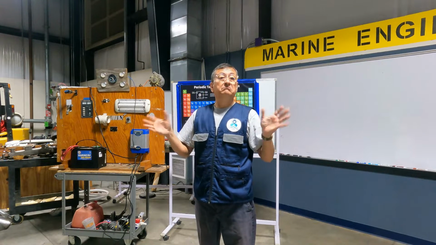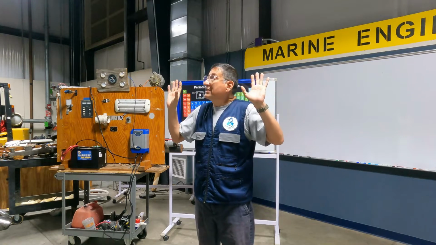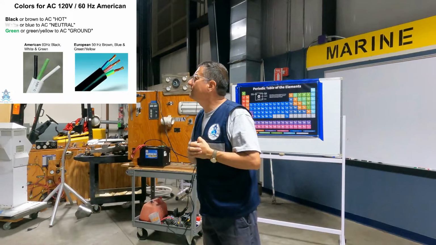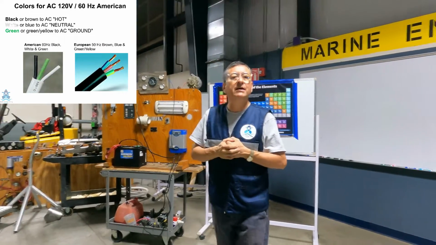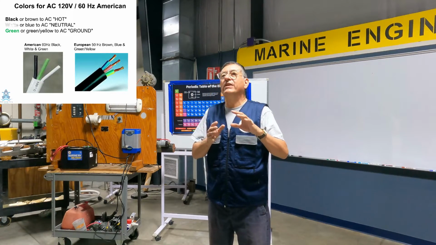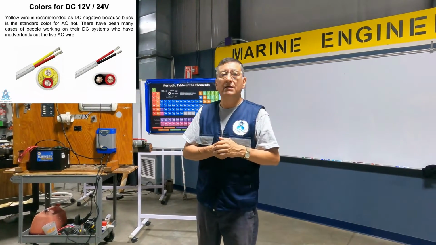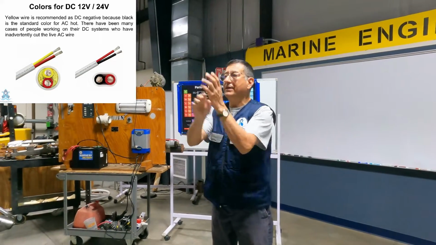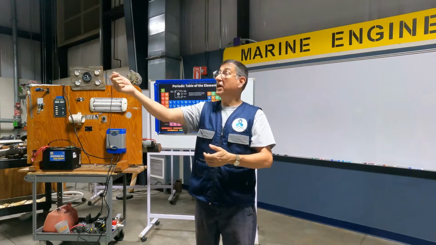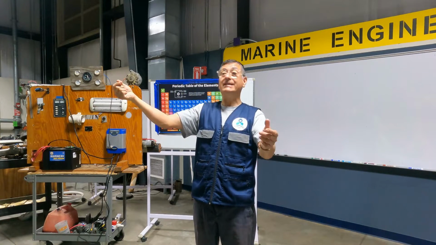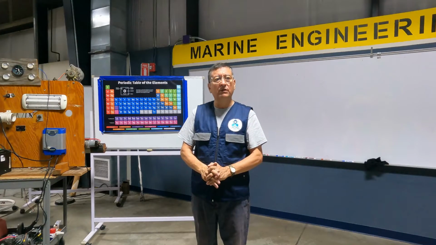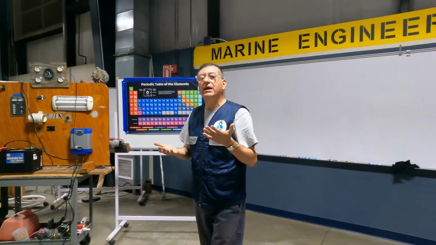For example, one good example is, what is the color of the hot line in AC current? You remember? Black. And in the majority of the boats, what is the color of the negative in DC? Black. If you put the panels together, blacks with blacks, you can use this black for ground in DC, and this is hot 120. It's very common. I don't like those designs.